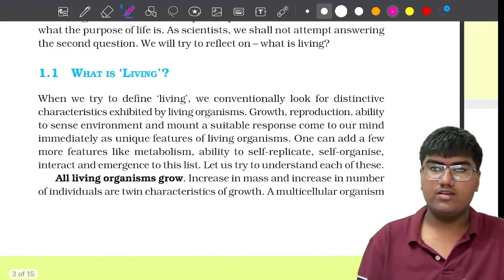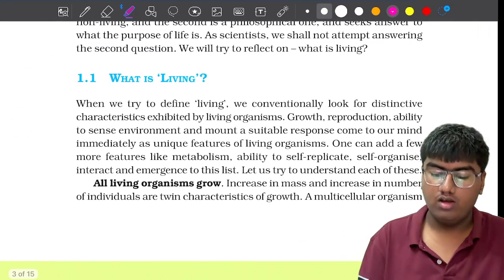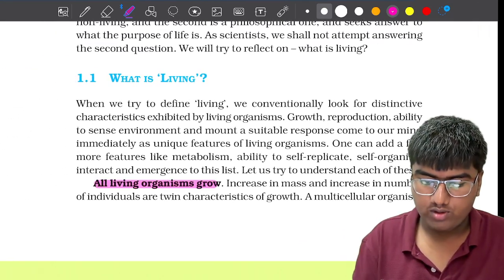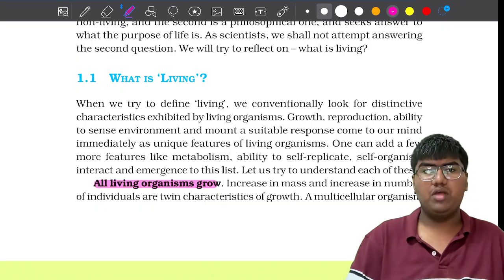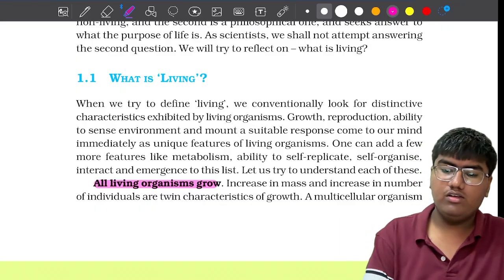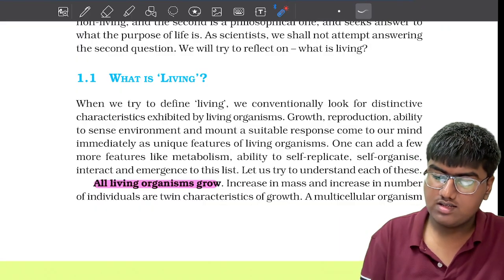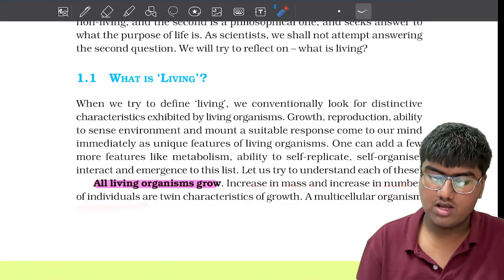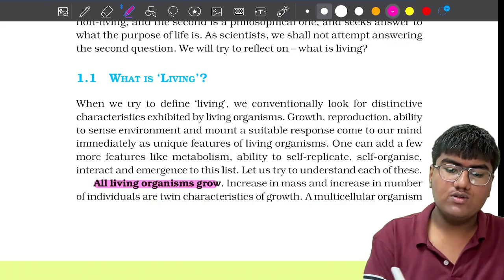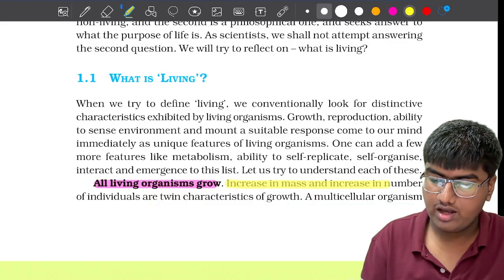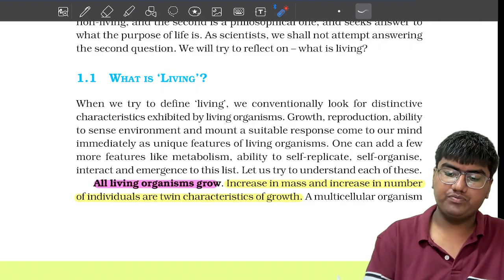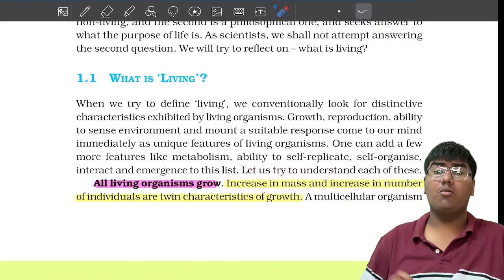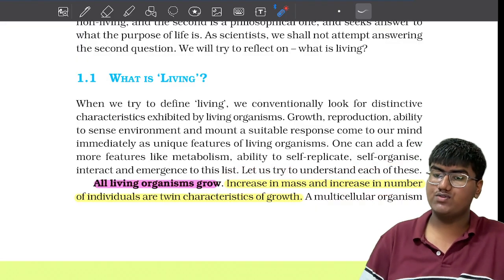All living organisms grow. It's a thing that we all know. We grow from a baby to a grown human being. Increase in mass and increase in number of individuals are twin characteristics of growth. So this is very important. What are the twin characteristics of growth? They are increase in mass and increase in the number of individuals. Both are characteristics of growth.